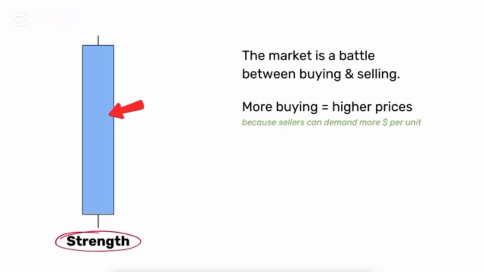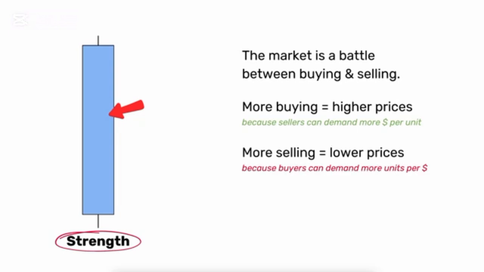When we see more buying taking place in a market, prices go up because the sellers can demand more dollars per unit of the assets that they have if there are more people who are demanding to buy and there are more willing buyers. More selling leads to lower prices because the buyers can demand more units per dollar. If lots of people are trying to sell an asset into a market, you can offer a lower price to one of them and someone is going to take it.